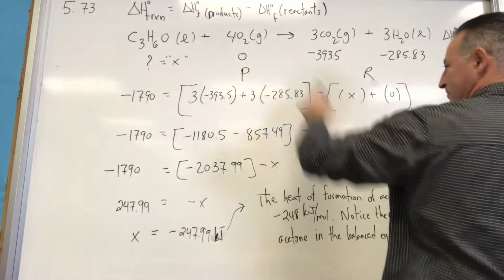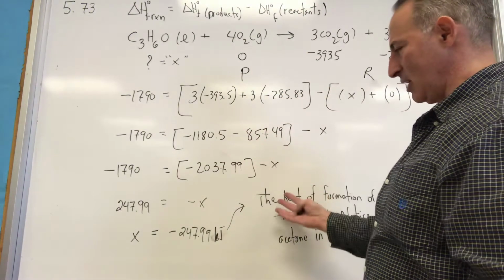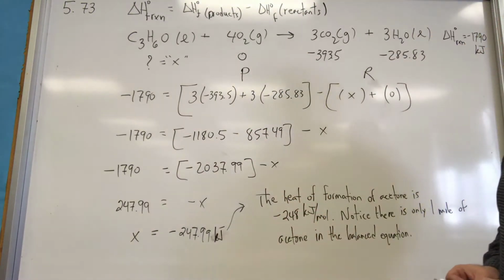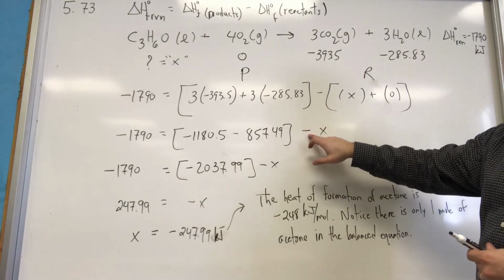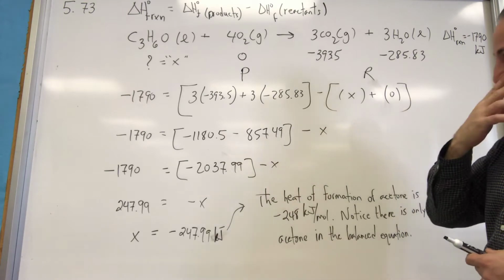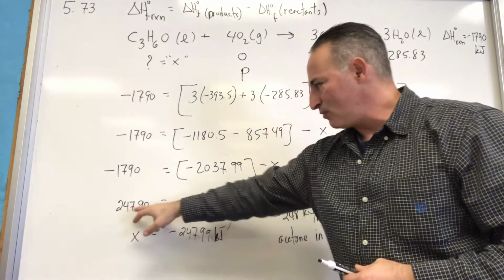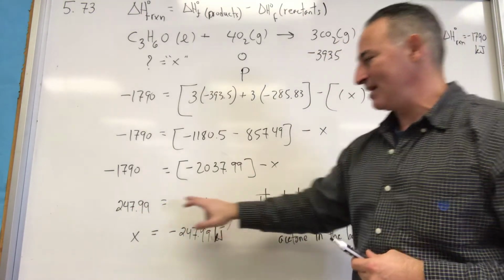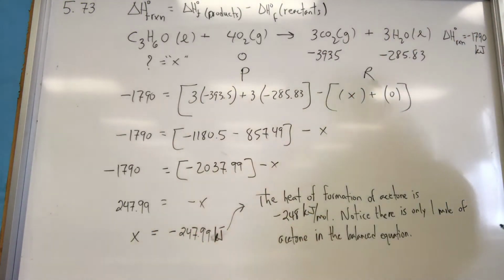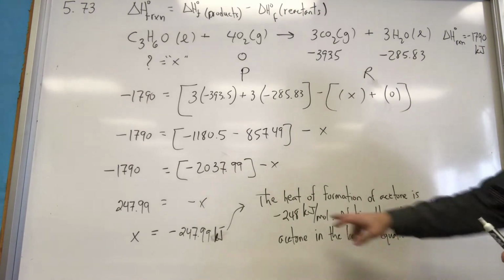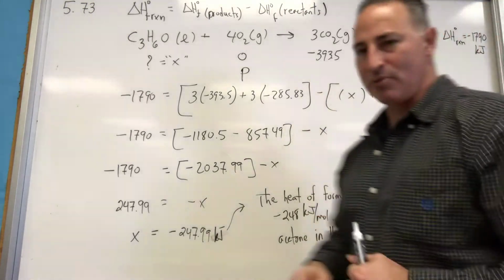0 for the oxygen. And then you just do the algebra, adding up all the numbers. Pay careful attention to your negative signs. If you drop a negative sign along the way, you'll get the wrong answer at the end. So at the end, you get 247 equals negative X, which means positive X equals negative 247. It's just the algebra of the thing. So the heat of formation for acetone is negative 248 kilojoules per mole.